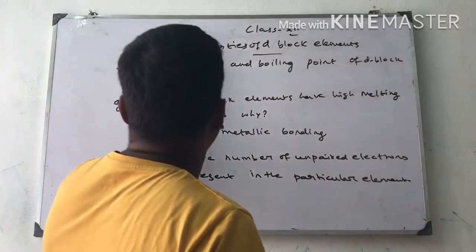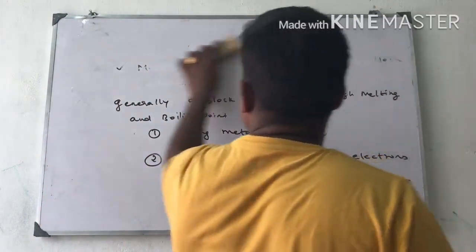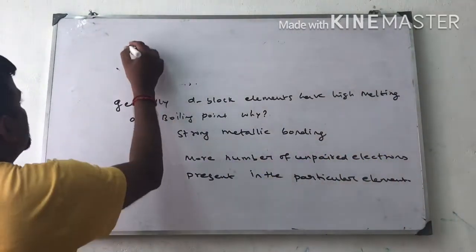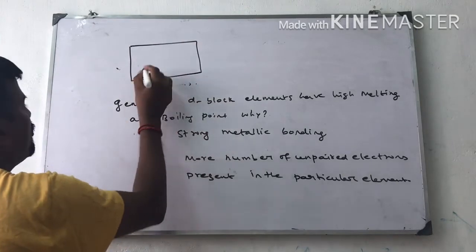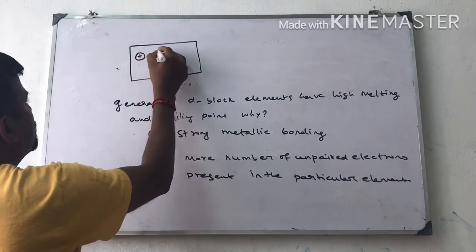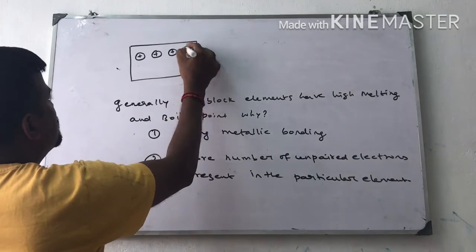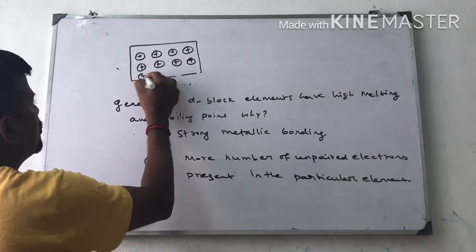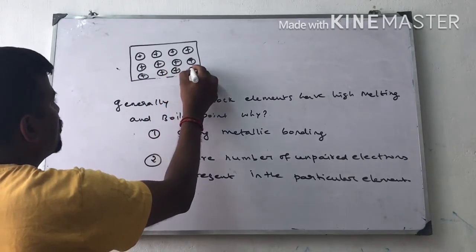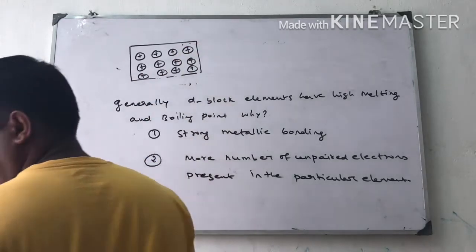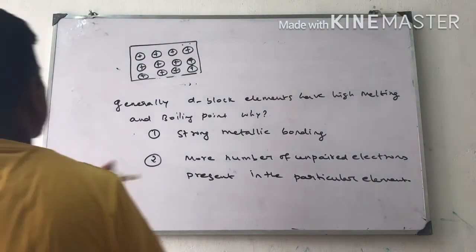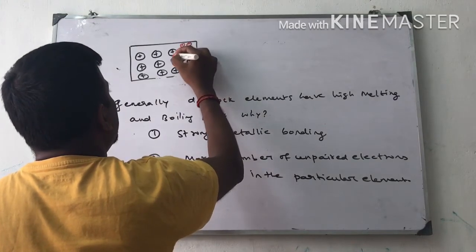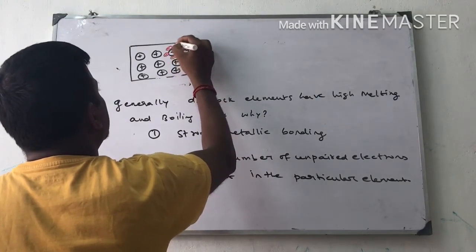First I am going to explain what is meant by metallic bonding. See, this is a metal sheet full of kernels, positive spheres called kernels, surrounded by a sea of negative electrons.